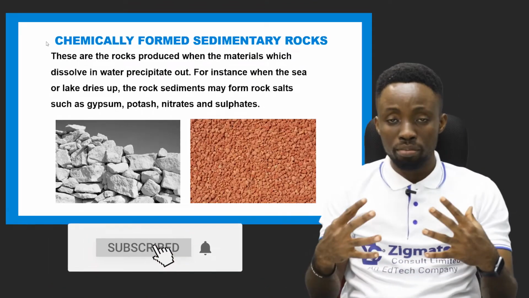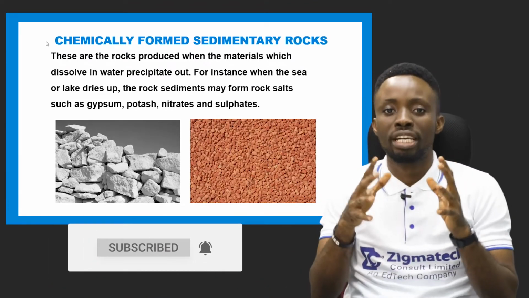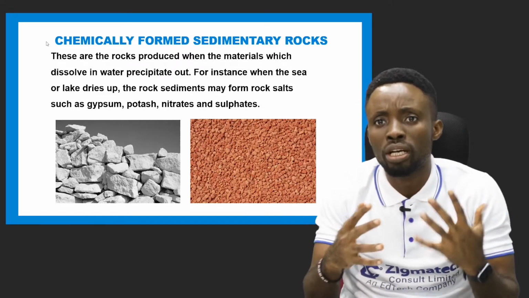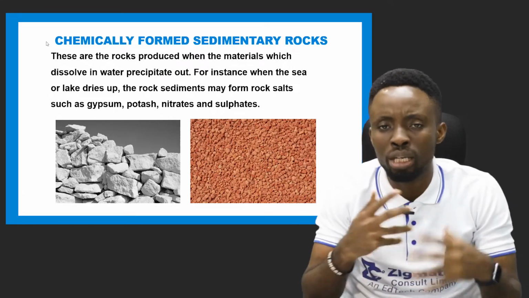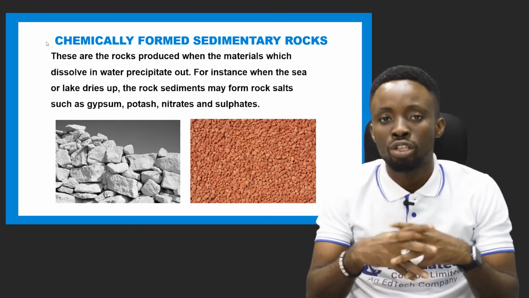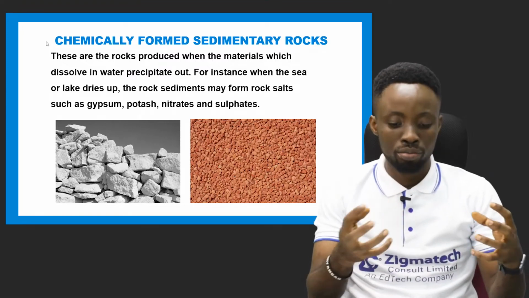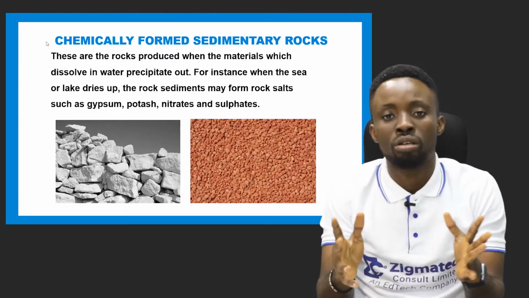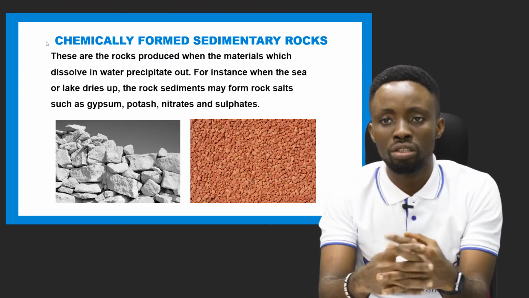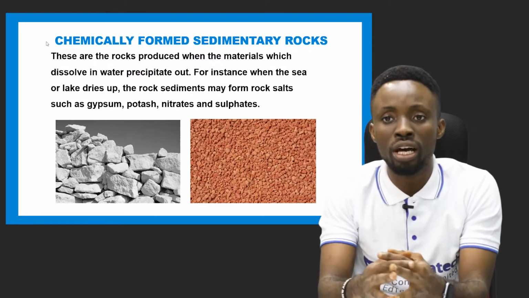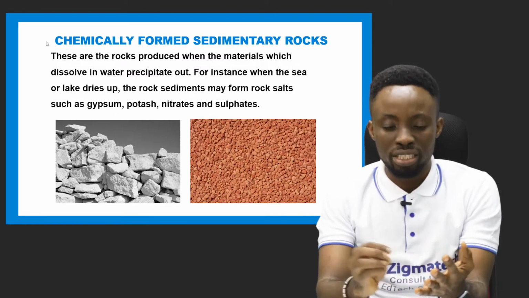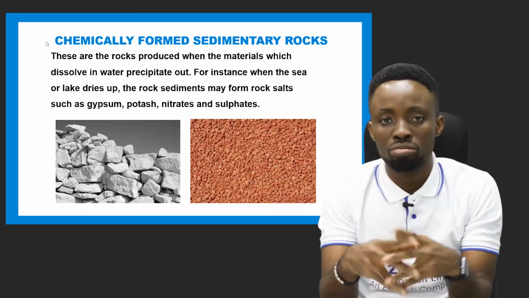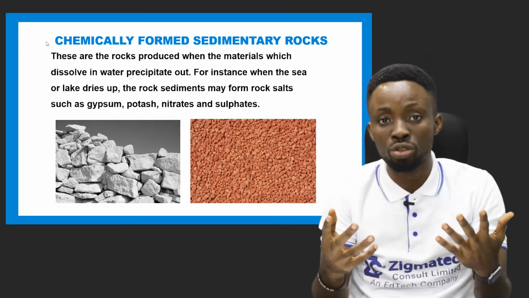So let's look at the sedimentary rocks that are formed chemically. Now, when we say sedimentary rocks are formed chemically, they are formed as a result of some chemical reactions that happen after the erosion and deposition of these rock materials. So some of these sedimentary rocks are formed when materials that dissolve in water precipitate out. So the chemical reaction will give rise to the formation of these rocks.